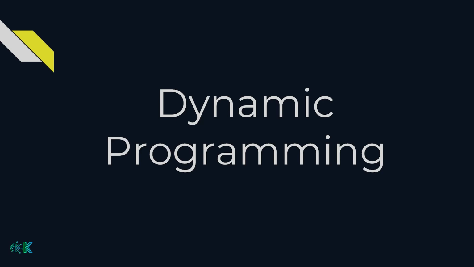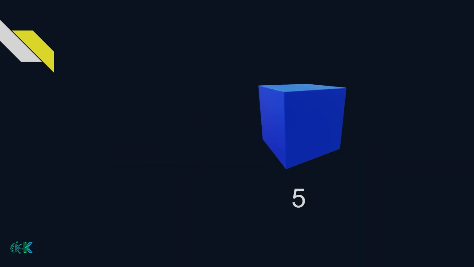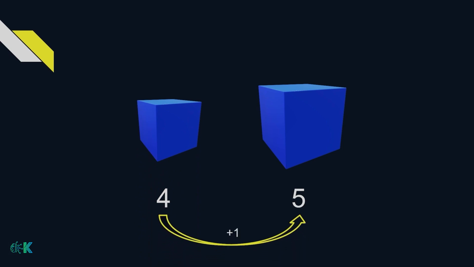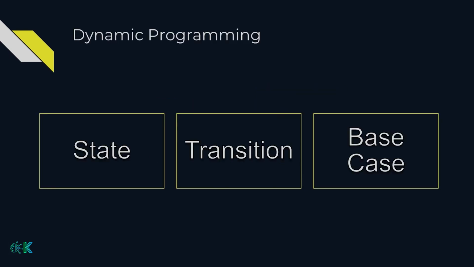What is dynamic programming? Dynamic programming is a fancy word for a problem-solving technique. The idea is that you have a big problem you want to solve. You assume that you can reach a solution for a smaller subproblem. All you need to do is define a transition or an operation to jump from that smaller subproblem to the big problem. So, dynamic programming needs three things to work: a state, a transition, and a base case.